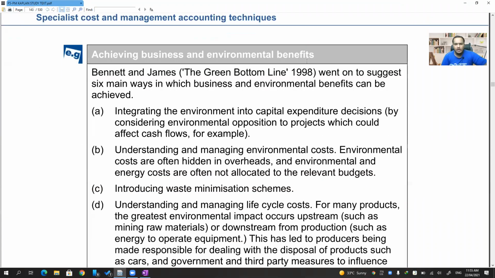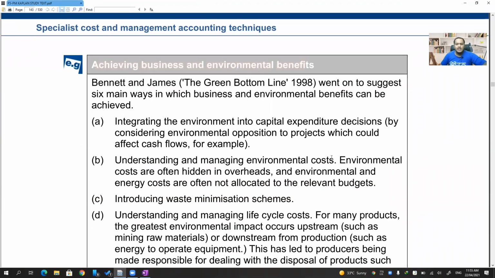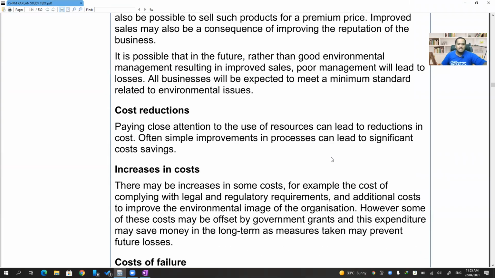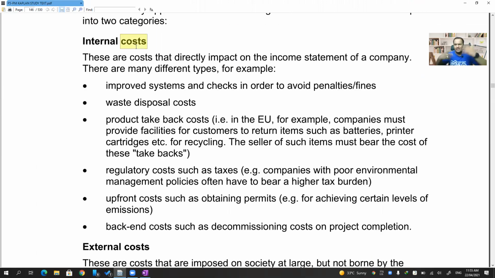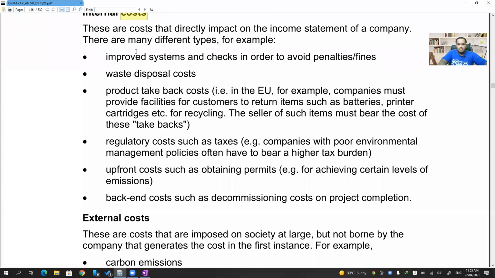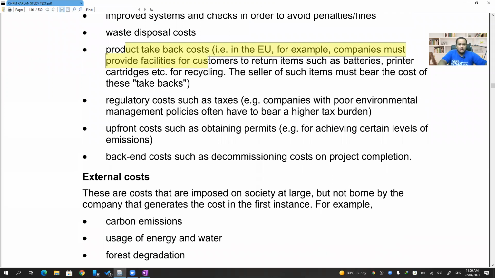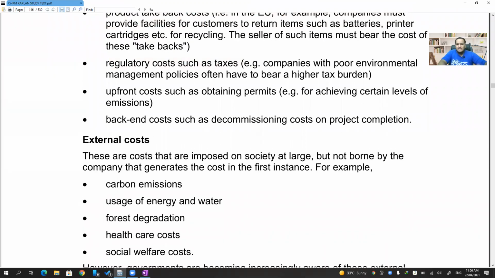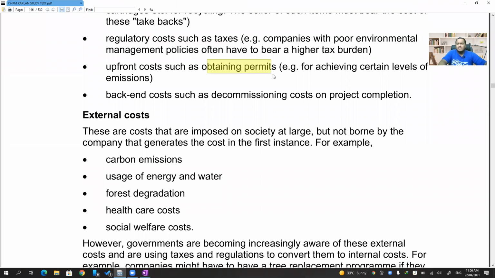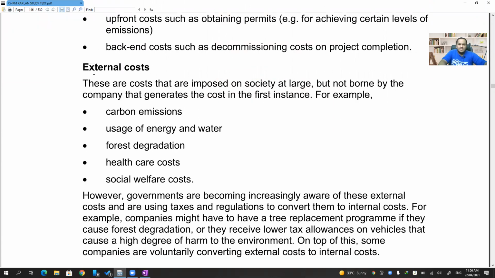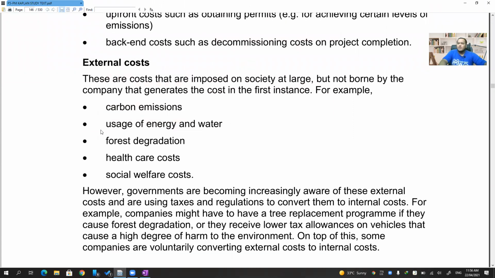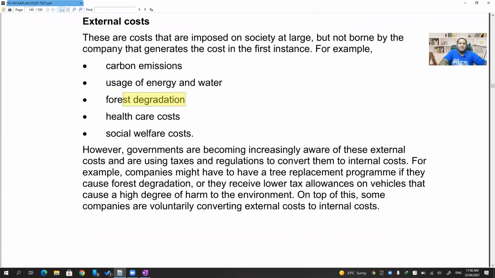Anyways, there are lots of environmental related factors you need to understand. There are internal factors and external factors. Cost of improvements, all that stuff. Internal costs are there. Internally within the factory, we have to incur these costs: improving the systems, disposing of the waste, taking back the costs, and all that stuff. Regulatory costs like tax payments, obtaining the permits, pollution permit, certificates. Decommissioning cost, etc. External costs will be like carbon emissions, usage of energy and water, degrading the forests, healthcare costs, social welfare costs. All of these are external costs outside your factory costs.